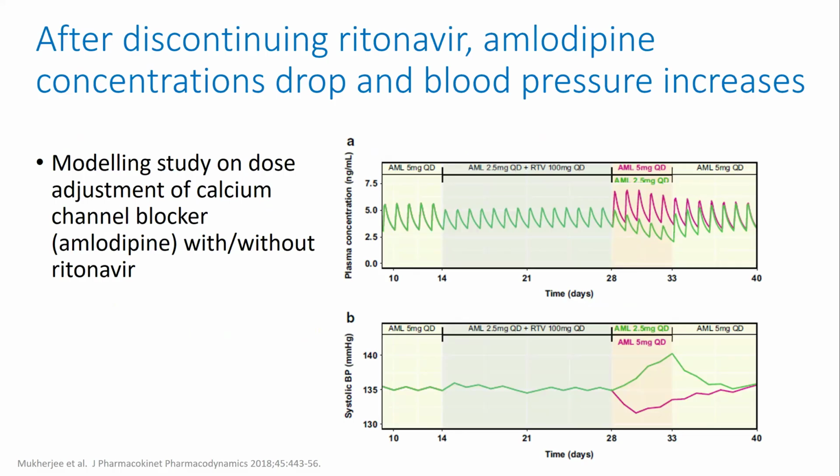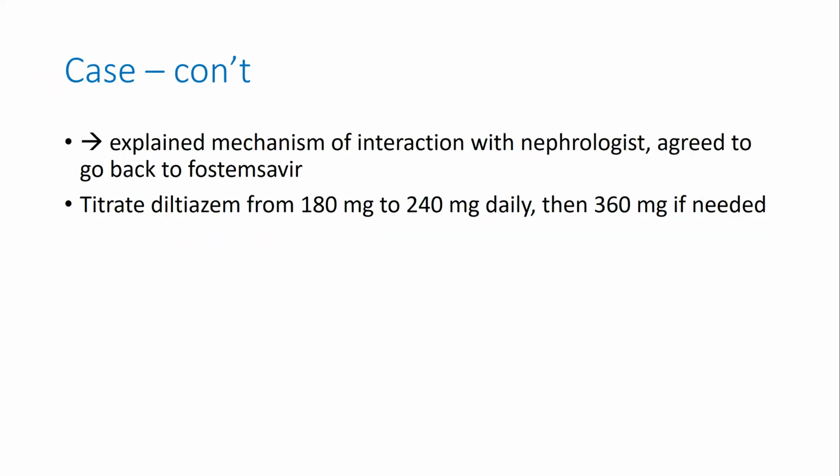This is a study showing the effect of adding or discontinuing ritonavir on amlodipine, so another calcium channel blocker, and the effects on blood pressure. And you can see really these changes happen quite quickly. If you remove the booster, the amlodipine concentrations go down, blood pressure goes up. Once we explained the mechanism of this interaction to the nephrologist, they agreed that it made sense to go back on fostemsavir and then titrate the diltiazem dose up as needed to manage the blood pressure.